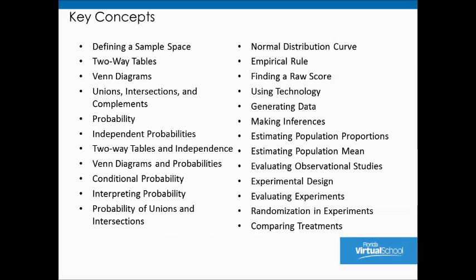Key concepts in this module: defining a sample space, unions, intersections, and complements, conditional probability, empirical rule, estimating population proportions, estimating population mean, randomization in experiments, and comparing treatments.